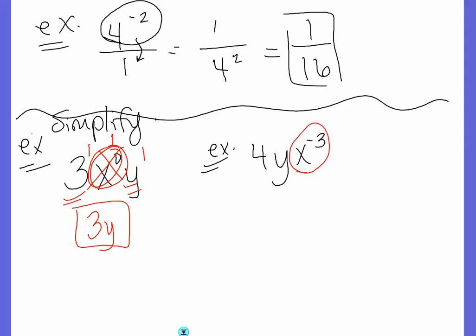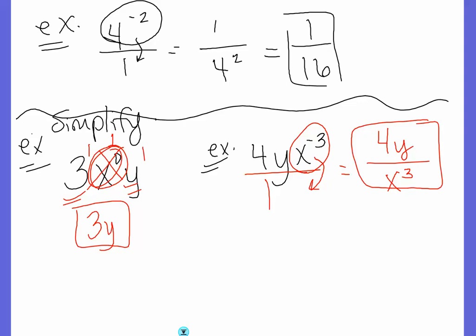So what do negative exponents do? Well, they turn things into a fraction. So I'm going to put this over 1. And because it turns it into a fraction, x is really going where? To the bottom. So I'm going to rewrite this, and I'm going to put x cubed on the bottom. What about 4 and y? Do 4 and y go to the bottom, or do they stay on the top? Well, they're going to stay on the top because they didn't have a negative exponent, and I leave it as is.